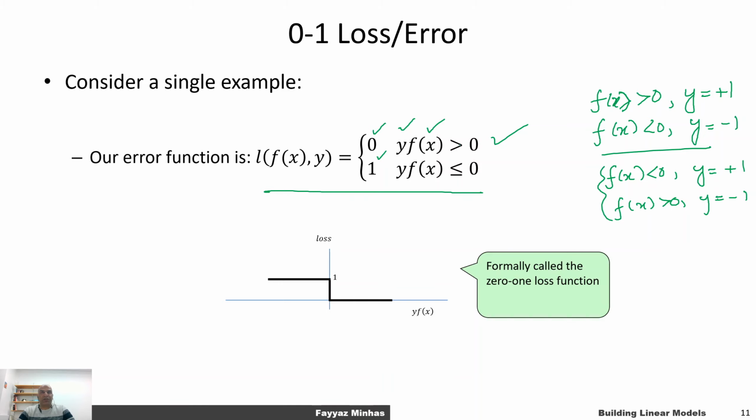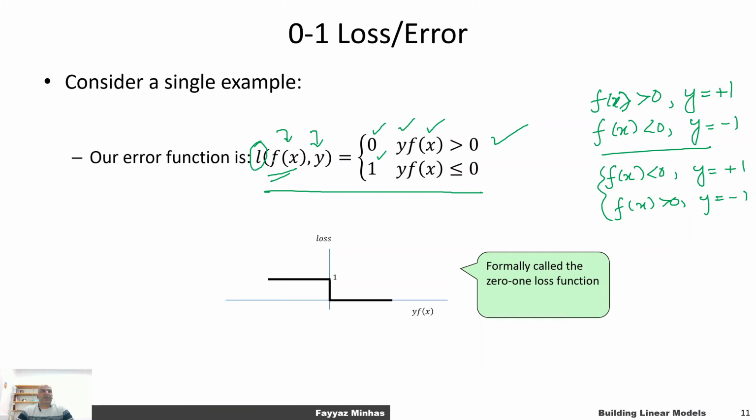Okay, so this indicator function that indicates when we have an error is called an error function or a loss function. The two inputs into this loss function L are the discriminant function score of a given example and the corresponding label of that example. If these two match up in terms of their sign, then we don't have any error. But if they don't, if f of x is greater than zero for an example that is negative, or if f of x is less than zero for a positive example, then we have an error.